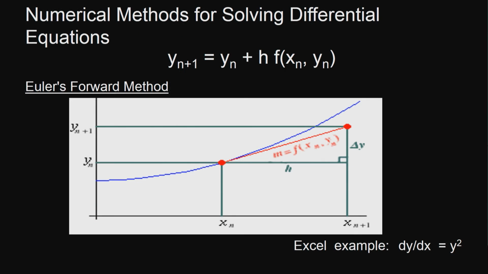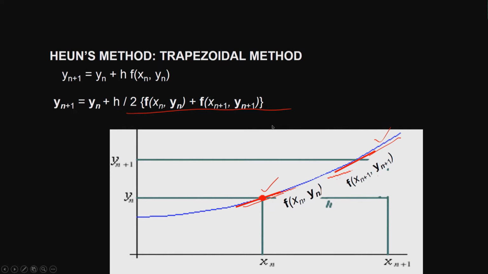So, you look at this Euler's method, okay, you take the slope only at this place. Whereas in this method, in Heun's method or trapezoidal rule method, you take it at these two places and then you take an average. That is how you calculate yn plus 1.